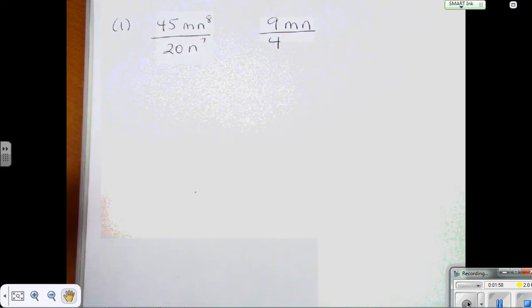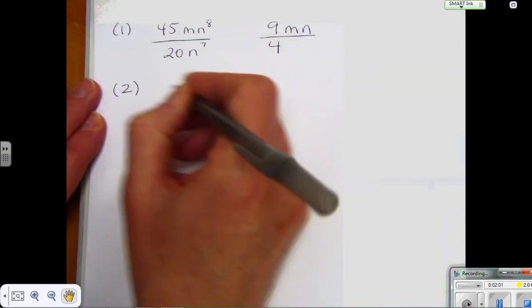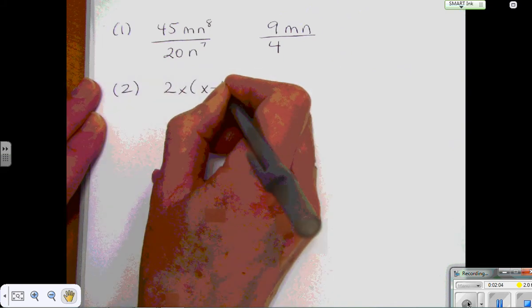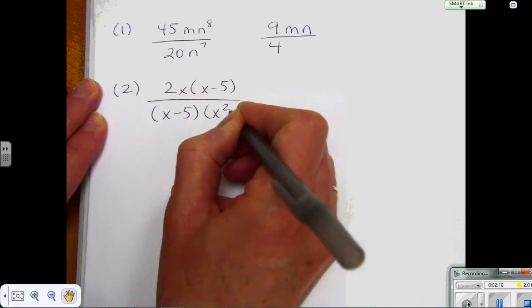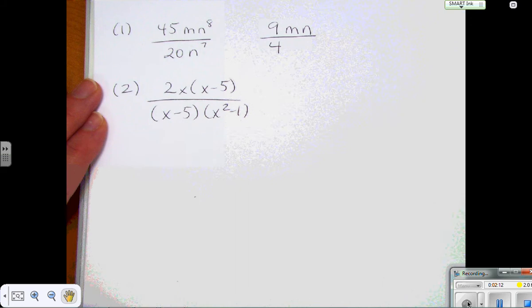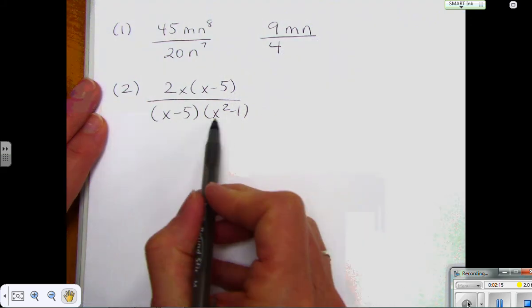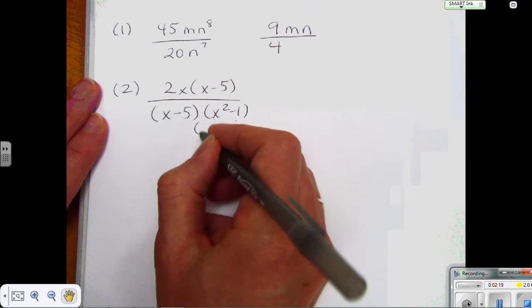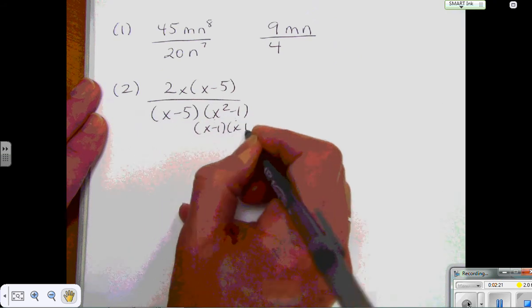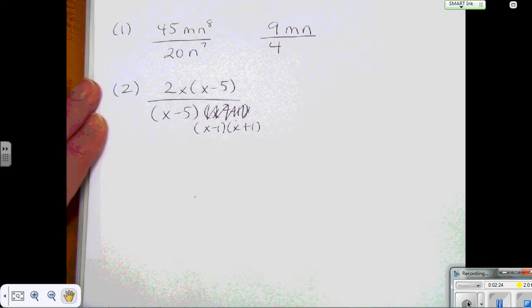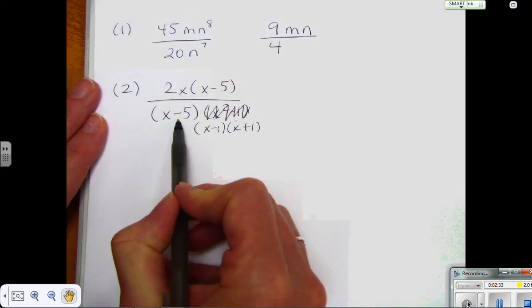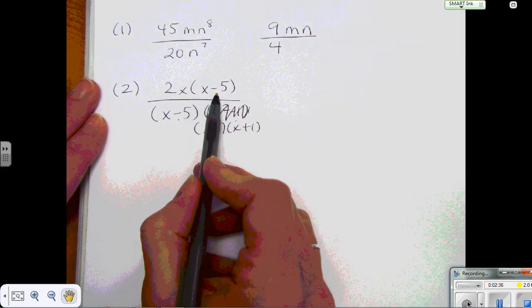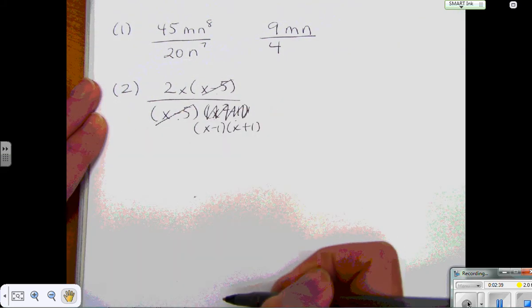Let's look at number 2. 2x times x minus 5 over x minus 5 times x squared minus 1. So this one is mostly factored. The only thing that's not factored is this difference of two squares, and I can go ahead and factor it all the way down. So that's x minus 1, x plus 1. That way I can look at everything and make sure that I have everything reduced that I can. So right now you just have this binomial x minus 5 that matches this binomial x minus 5, so those two are going to reduce out.